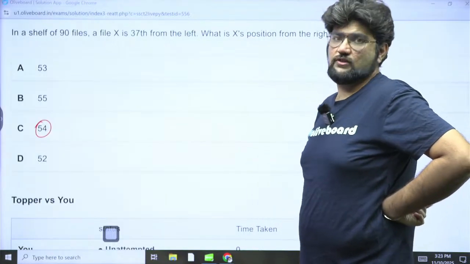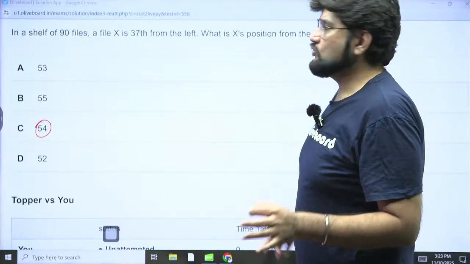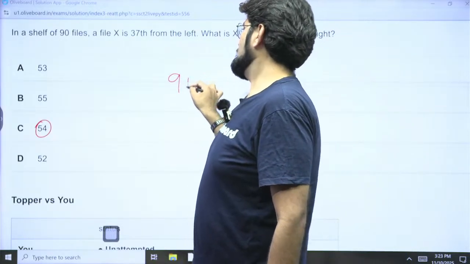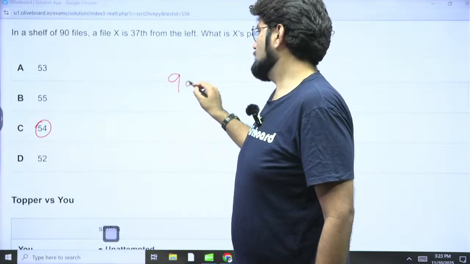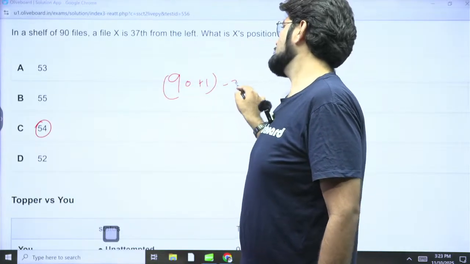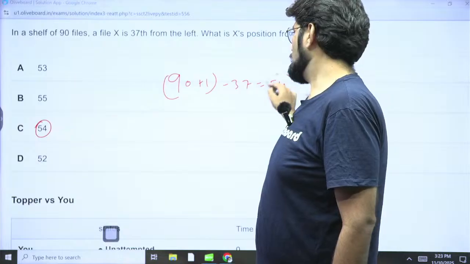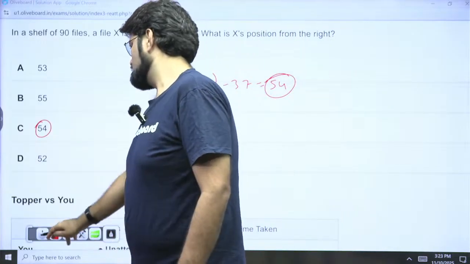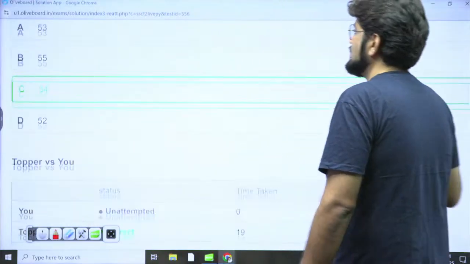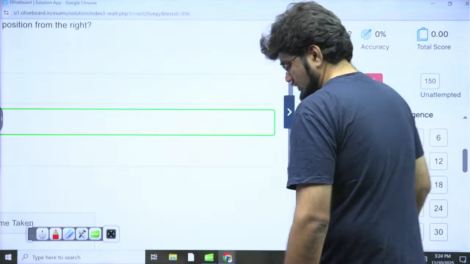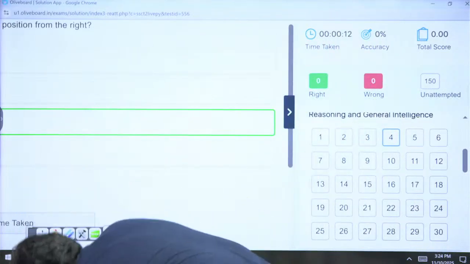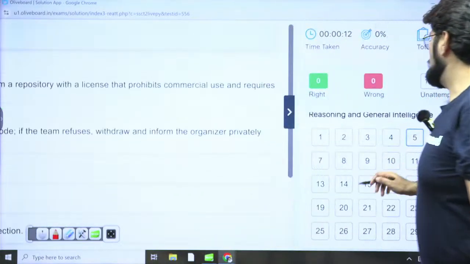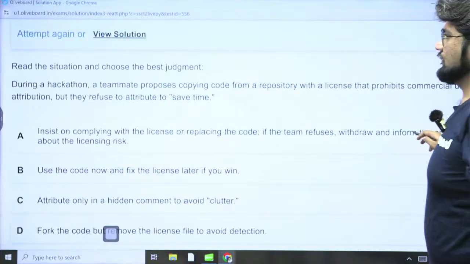It's a verbal question, a visual question. You actually didn't have to solve it at all. But technically what will be the answer? It will be 90 plus 1 minus 37 to give you 54. Option C is the correct answer. 19 seconds. Excellent. So see today, you would have seen a lot of questions are much easier and much quicker than the last week.